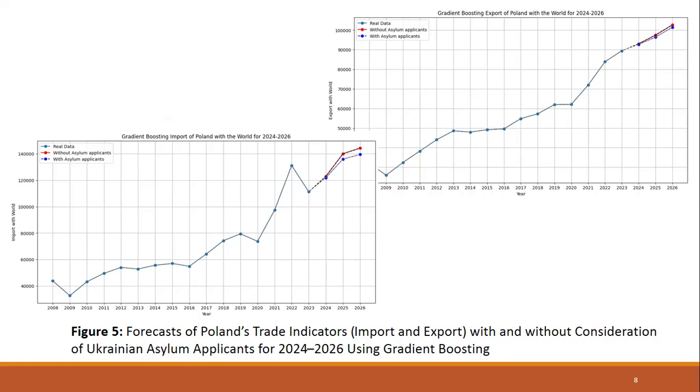The visualization of forecasting results in Figure 5 provides a clear comparison of the effects of different scenarios of migration flow changes on trade. These graphs clearly depict how accounting for migration processes influences forecast changes. Such visual representation is especially important as it helps to better understand potential economic consequences and make informed decisions for strategic planning and economic management.